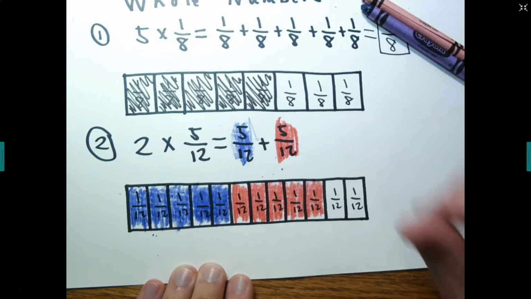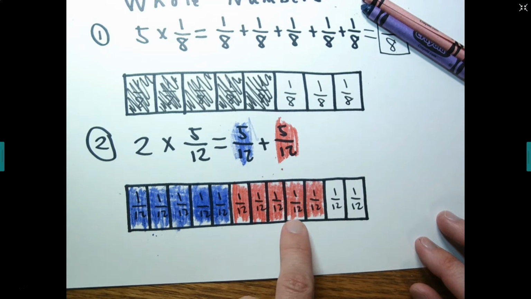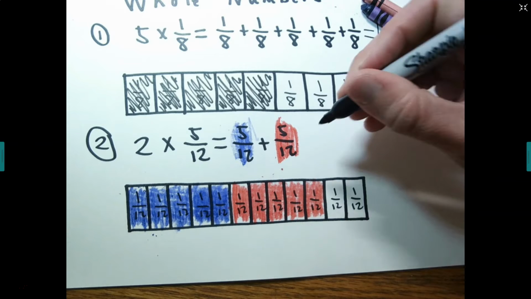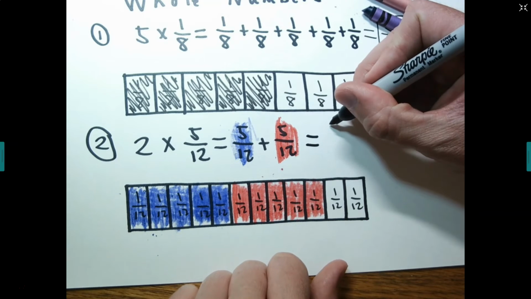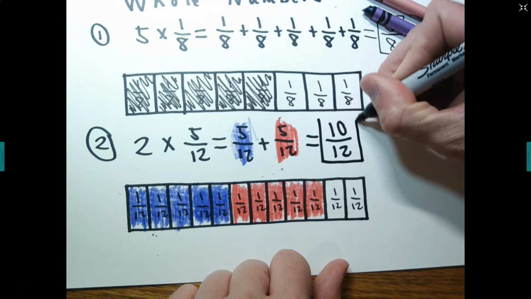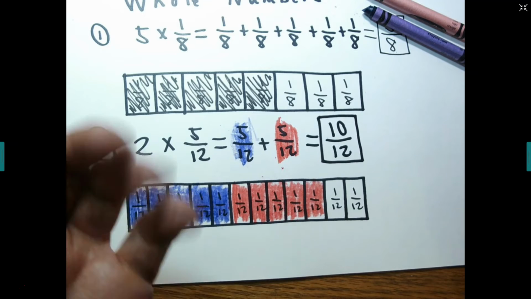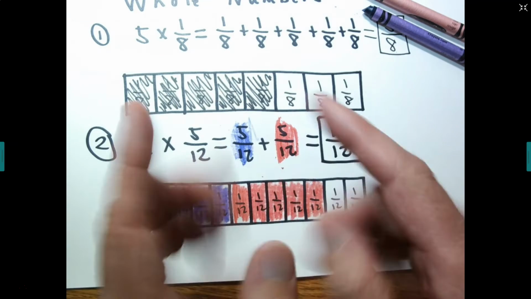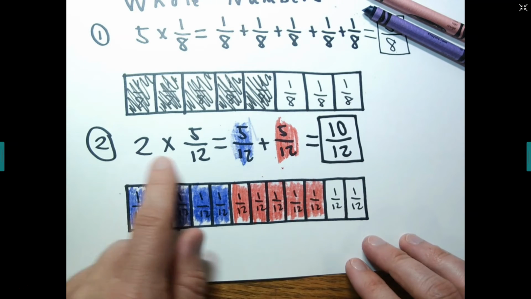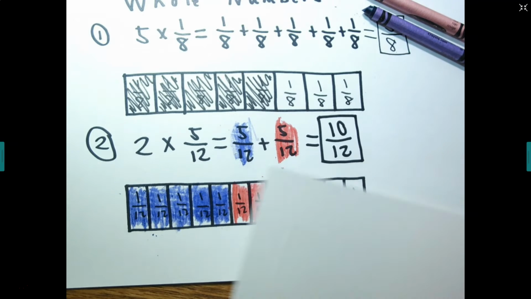I have shaded in a total of 1, 2, 3, 4, 5, 6, 7, 8, 9, 10 twelfths. I have shaded in 10 twelfths, and that is my answer to this problem. 5/12 plus 5/12. I have 5/12. I have 5/12. 10/12. 2 5/12 is 10/12. Okay, we'll do one or two more examples.